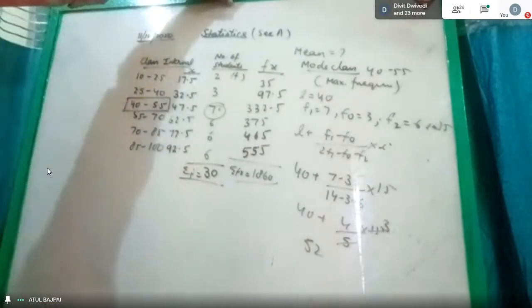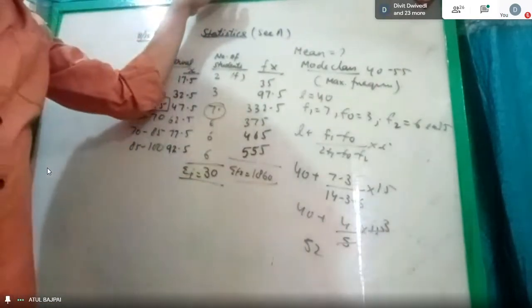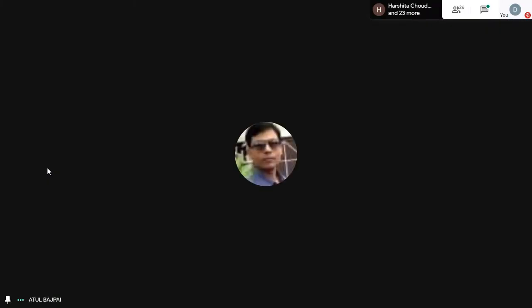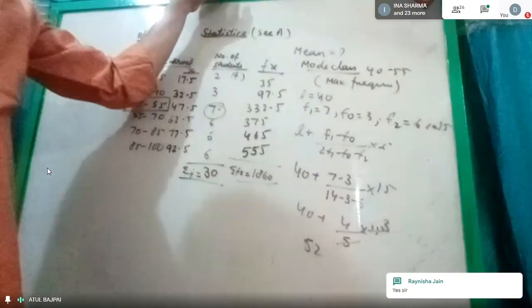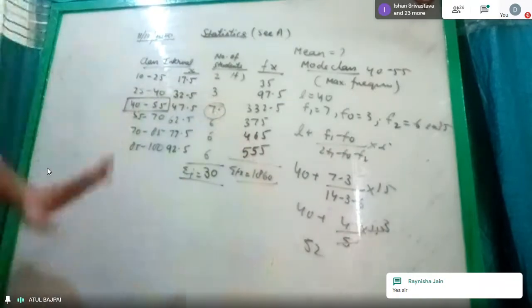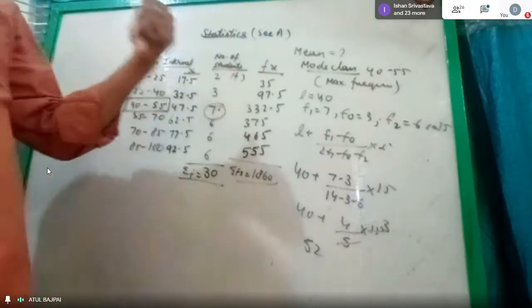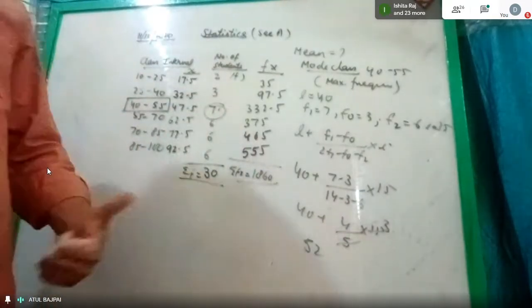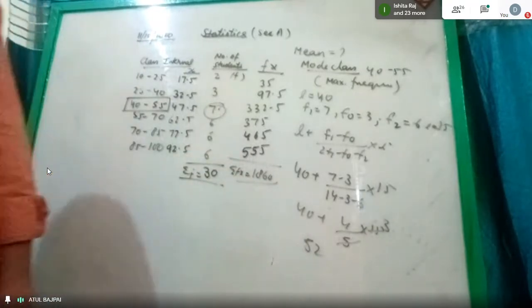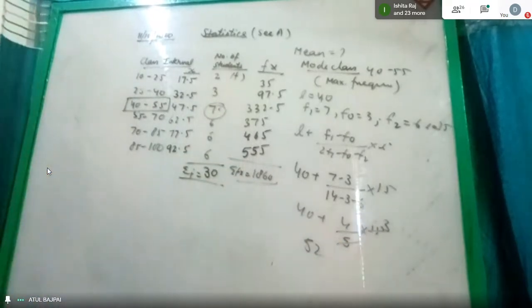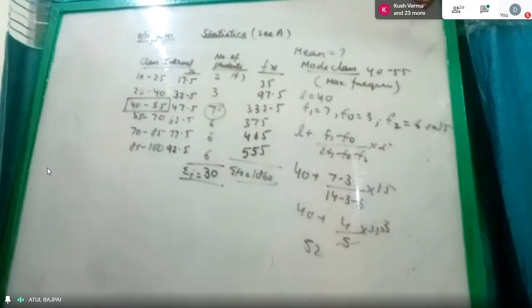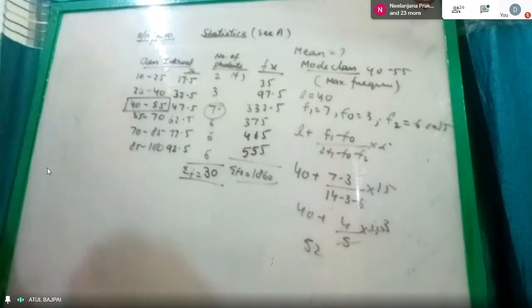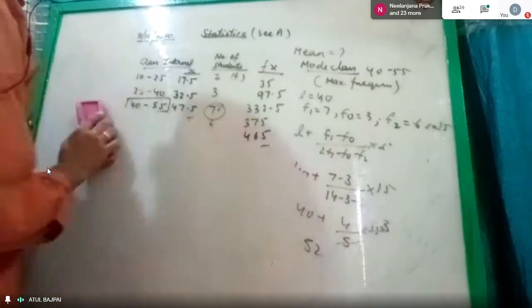Clear everyone? Yes, sir. Okay. So we have done mode, we have done median, we have done upper quartile, we have done lower quartile, we have done mean. Till here it is clear. Yes, sir. Now coming to the next part called range.